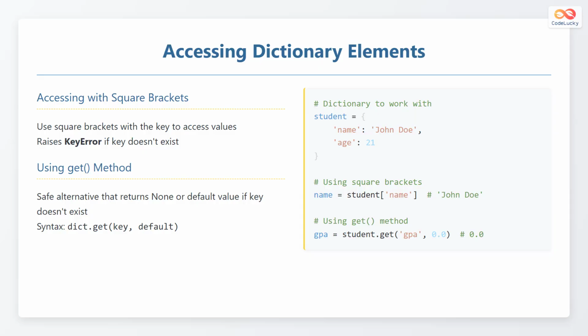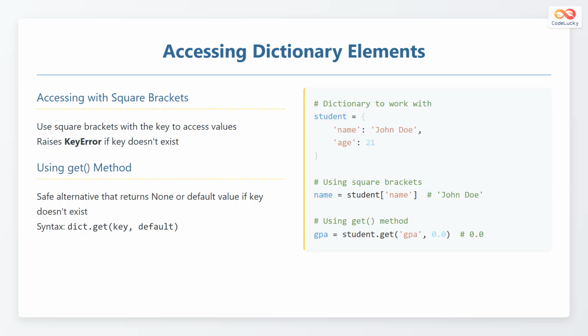Now let's explore how to access elements within a dictionary. You can access dictionary values using square brackets with the key. However, if the key does not exist, this method raises a KeyError. As a safer alternative, you can use the get method, which returns None, or a specified default value if the key is not found. The syntax for the get method is dict.get, with the key and an optional default value as arguments. Here is an example.